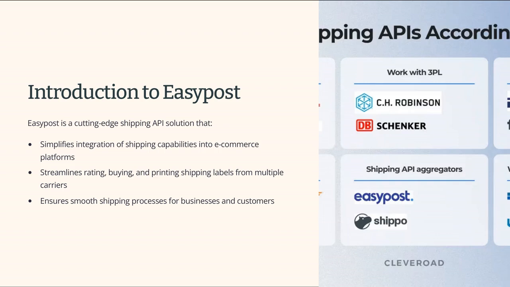Welcome to our analysis of Easypost, a cutting-edge shipping API solution. Easypost is designed to simplify the integration of shipping capabilities into e-commerce platforms or applications. It provides a streamlined way to rate, buy, and print shipping labels from multiple carriers, ensuring a smooth shipping process for businesses and their customers.